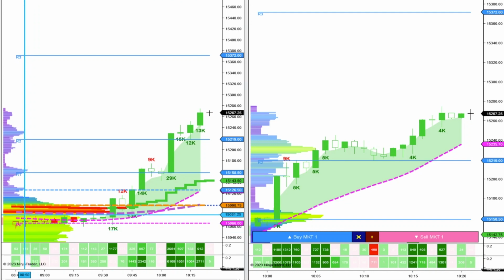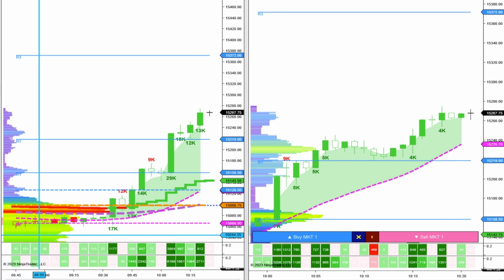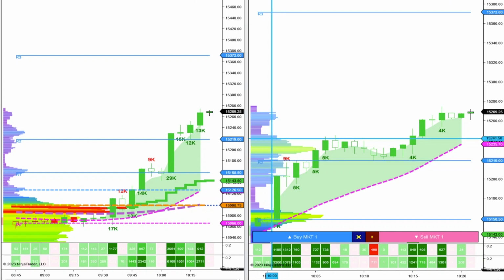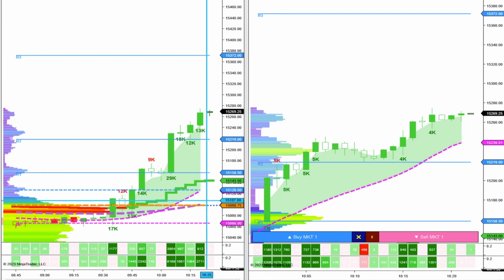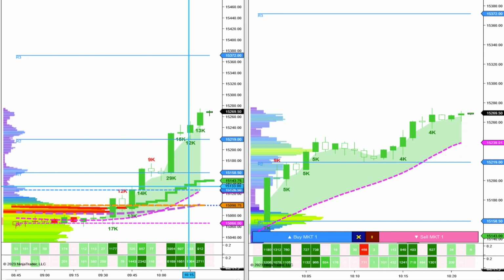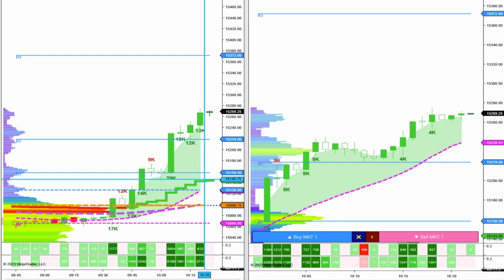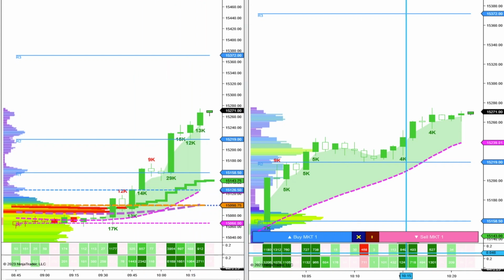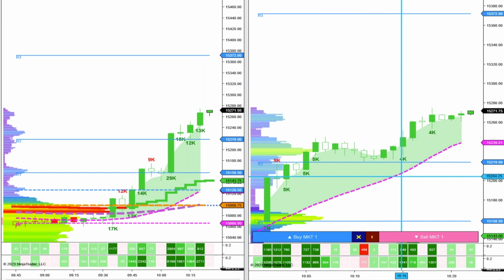On the 5 minute, I've got a 3-day volume profile loaded, and on the 1 minute, I've got a 1-day volume profile loaded. And then along with all of that, VWAP, super important. It's one of the main things that I'm looking at throughout the day as well. And this 20 SMA, like I said, I love that.